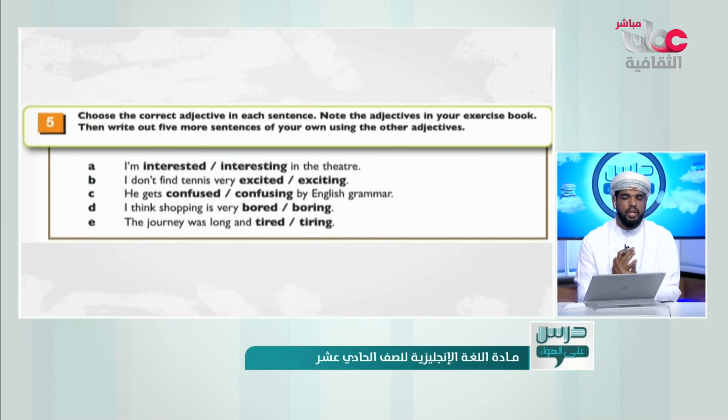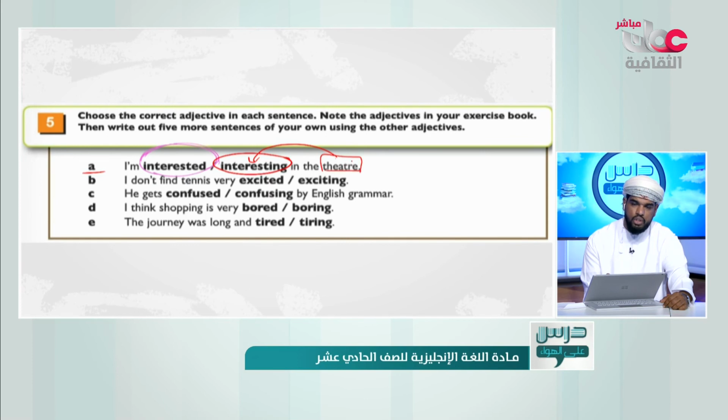Let's go to your activity, activity number 5 in your course book, and you will choose the correct answer. A, I am interested or interesting in the theater. We have a theater here. What do you think? I am interested. Bravo. Why? Because the theater is interesting, and it will give me the feeling of being interested. Right?